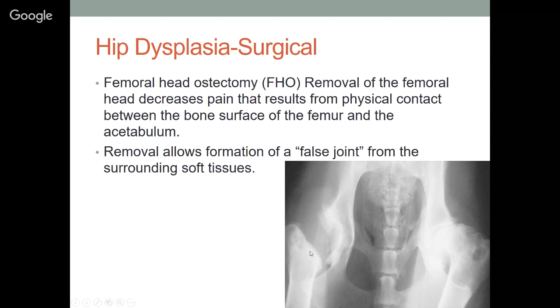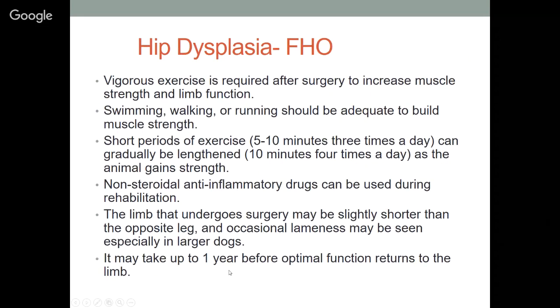You can see this animal has had an FHO where they've removed the head and neck of the femur. So it has no contact within the joint, no bone to bone contact within the joint. And that creates a working joint that is stable. You can see the other side of this joint probably is going to need the same thing. We have major lysis of the bone or loss of calcium within this bone. So it'd be a good idea to go ahead and remove this and create another joint once this side is healed. Vigorous exercise is required after FHO surgery to increase muscle strength and limb function. So as soon as they are walking normally, we want them swimming, walking, running.